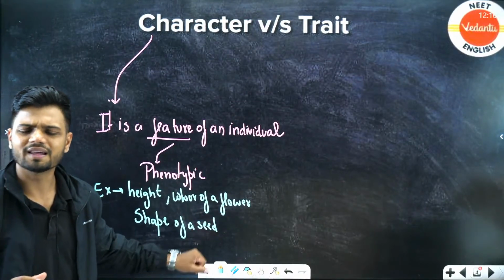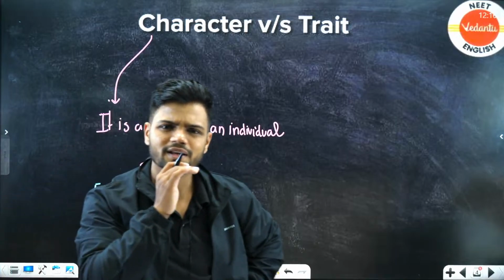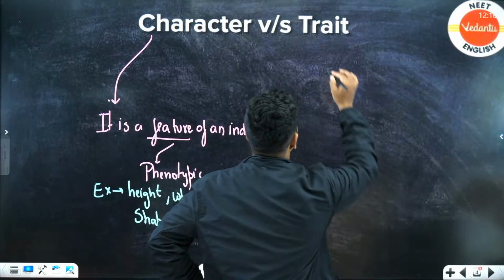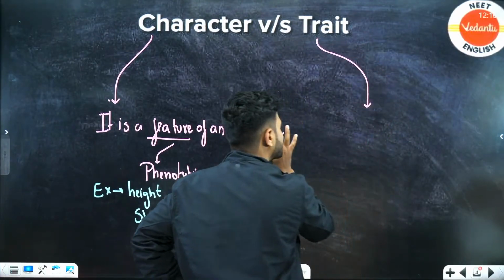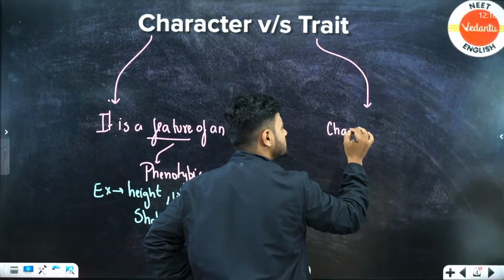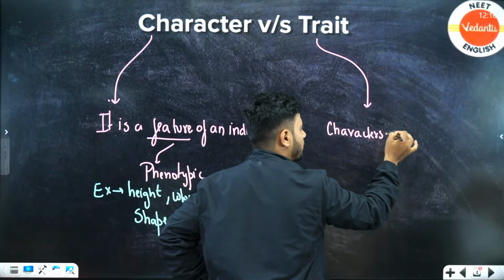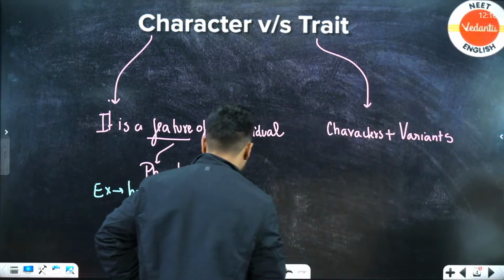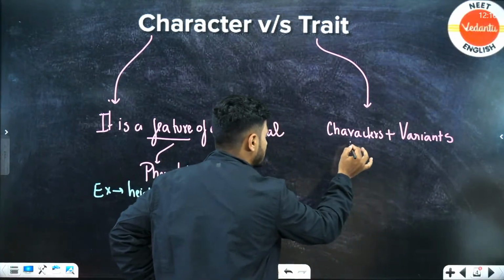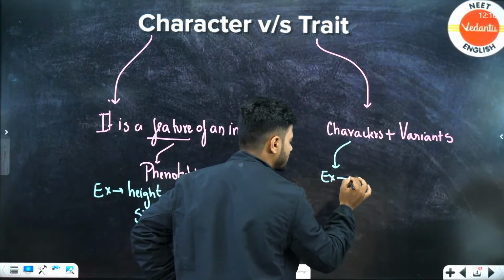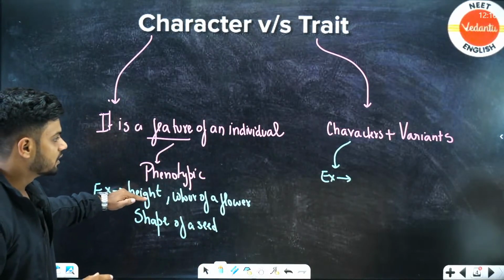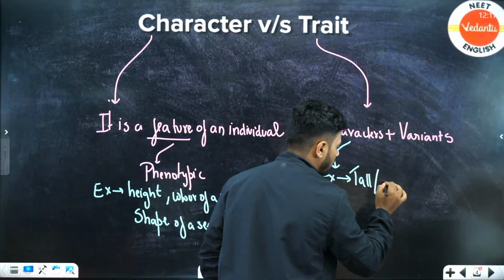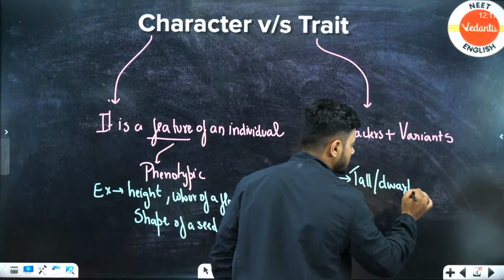But are there any variations mentioned here? No. Variations will come in when we talk about the trait. When we talk about the trait, friends, the trait is nothing but the character plus the variance. The example here is very simple, students. Here I spoke about height. Here I'll talk about its variation. Is the plant tall or is it a dwarf plant?